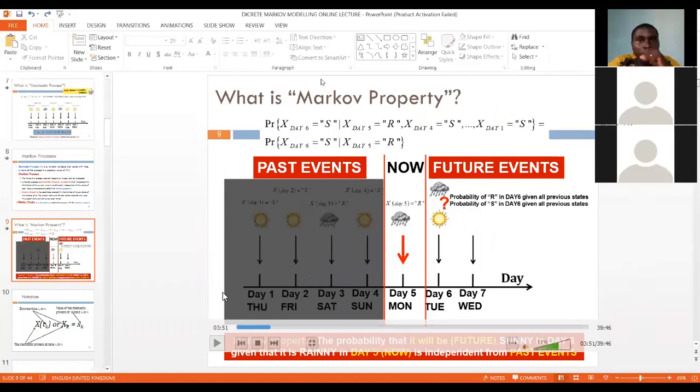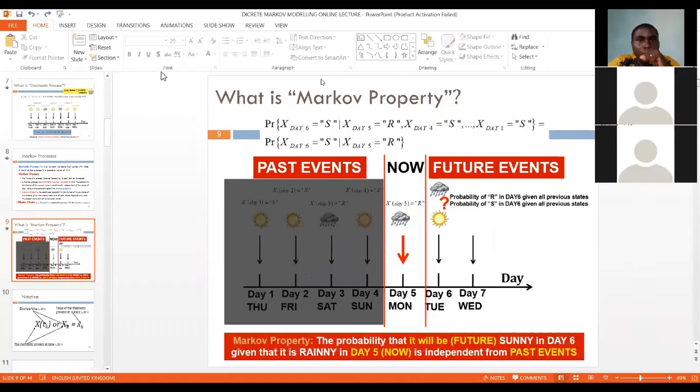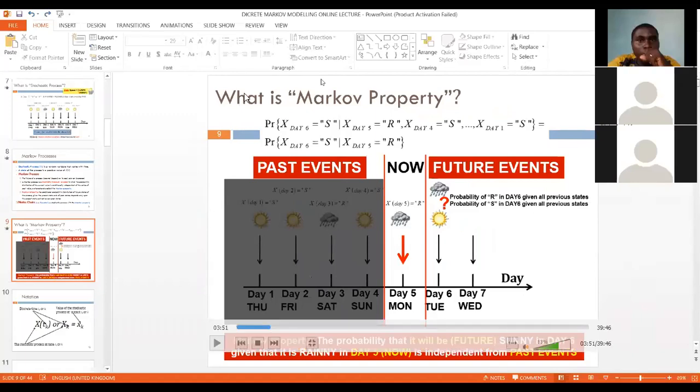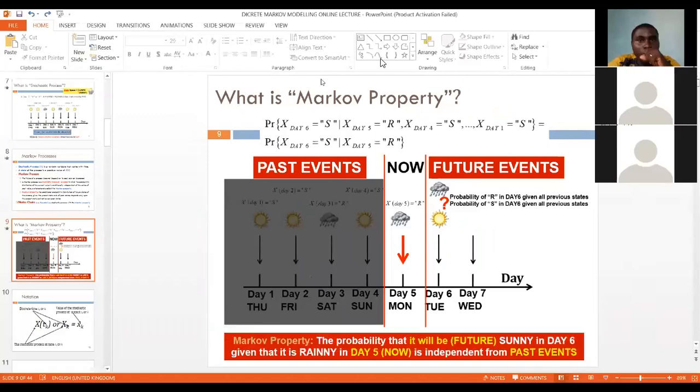Okay, so let's begin. We want to look at discrete event modeling, that's discrete Markov modeling. As you are aware, I sent you the notes last week, so I expected you to look at it before coming to class today.